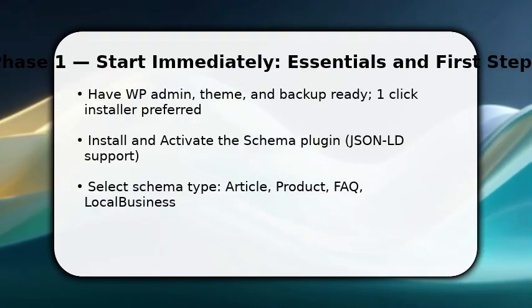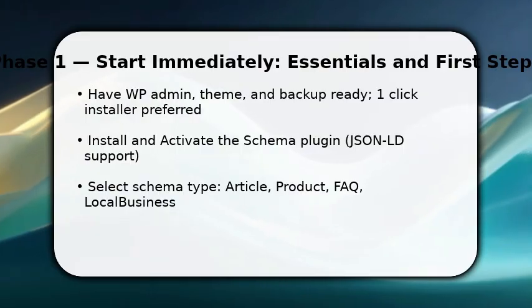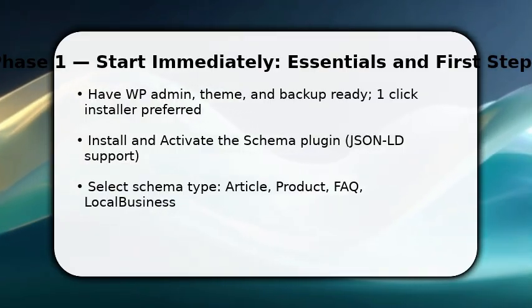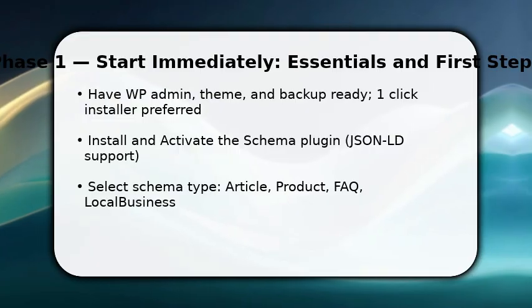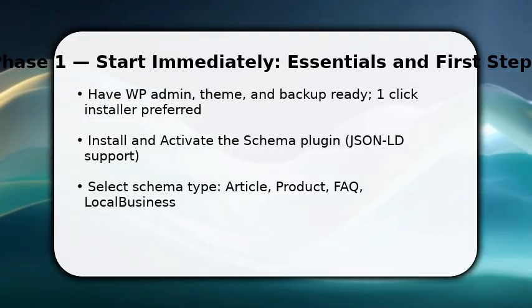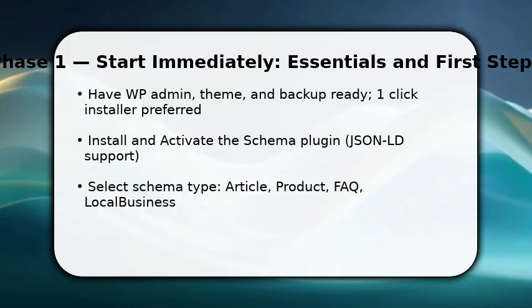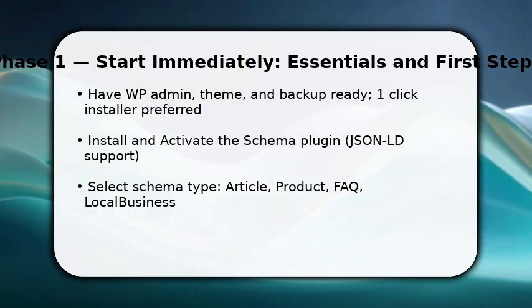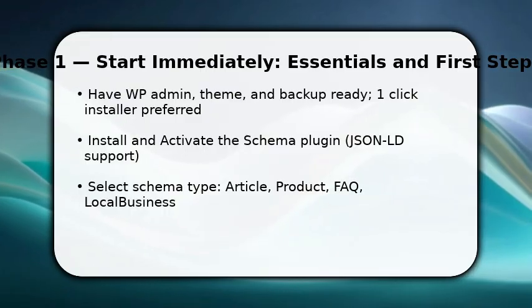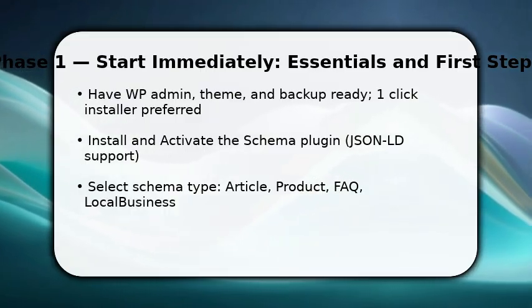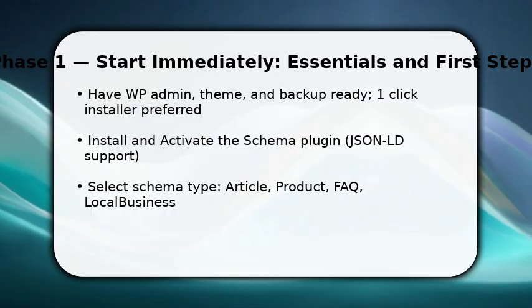You already have WP admin and a backup. Now act. Install and activate the Schema plugin that outputs JSON LD, then open its dashboard. Once done, pick the schema type that matches your page, article, product, FAQ, or local business, and create a new schema template. Make sure to assign the template to the correct post type or page rule.